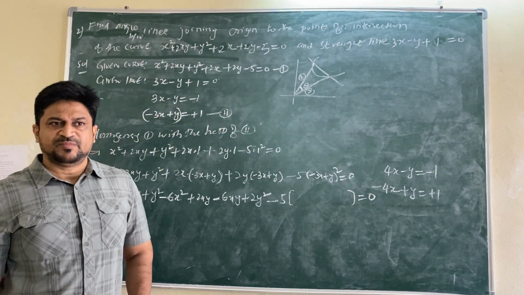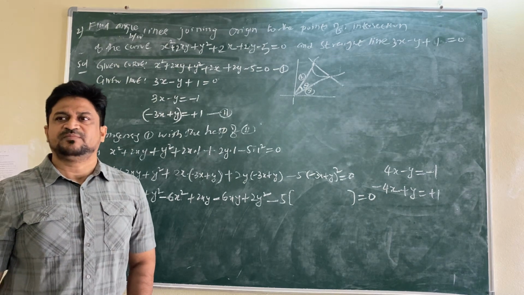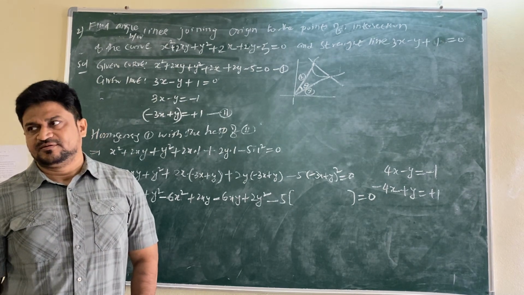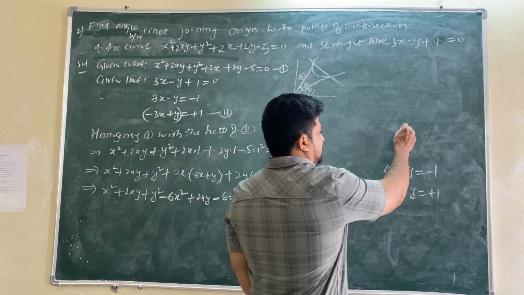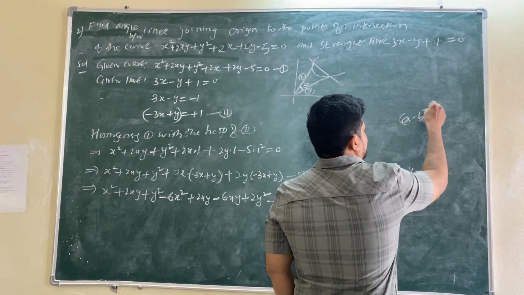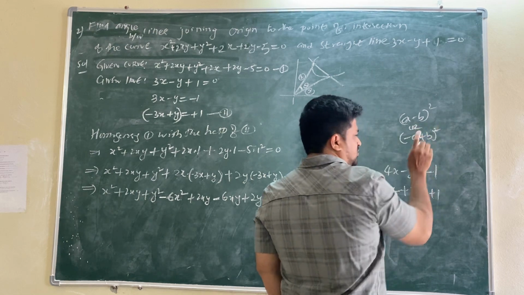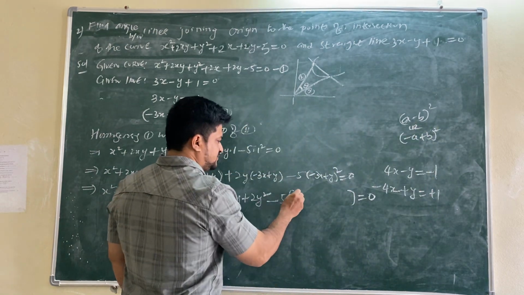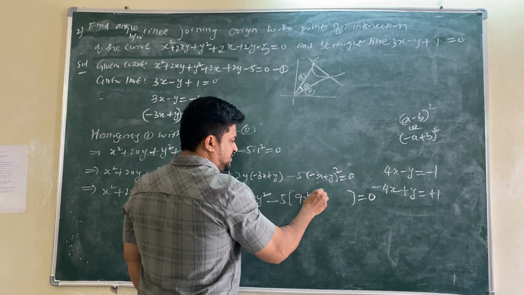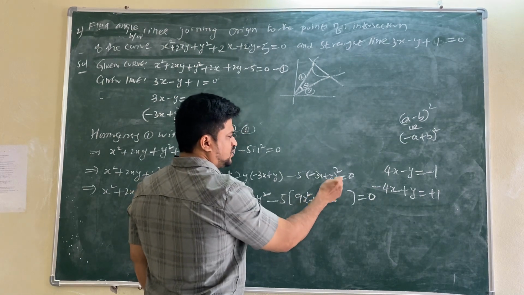See, whenever you have minus a plus b whole square, you have to use the a minus b whole square formula only. If we have a minus b whole square, or minus is given to the first value also, it is a minus b whole square only. So a square plus b square minus 2ab.